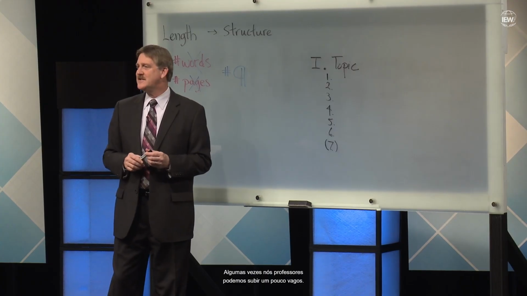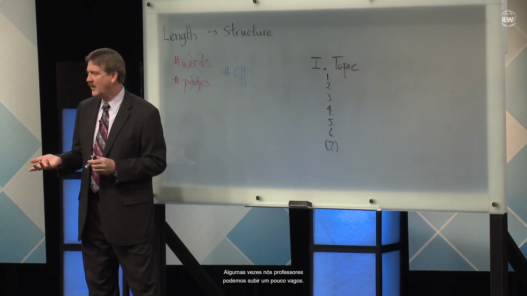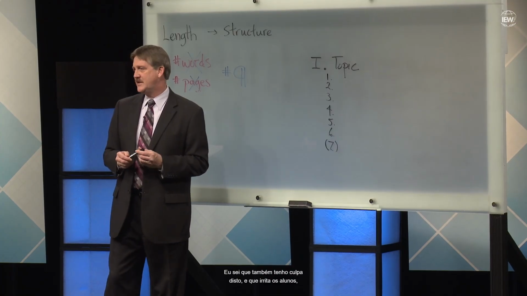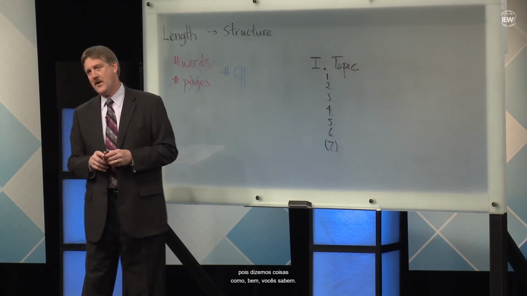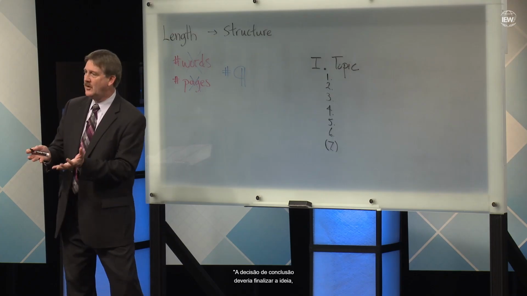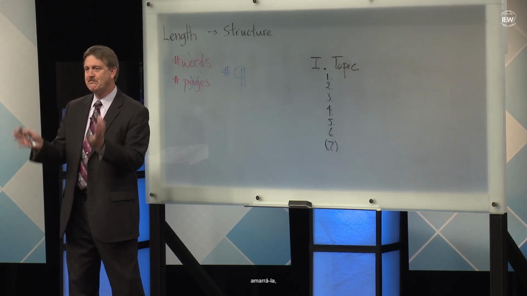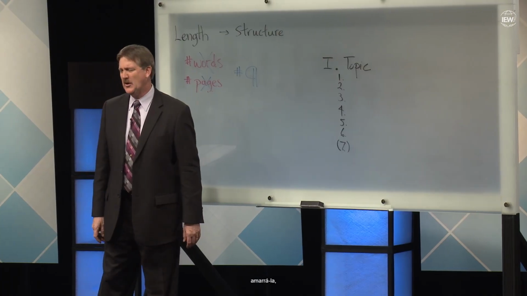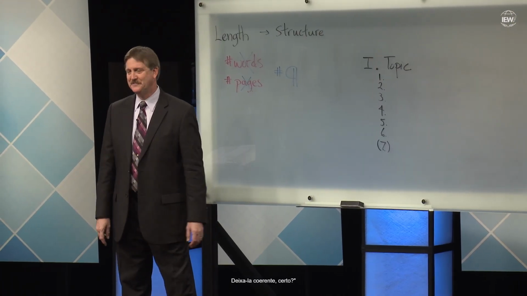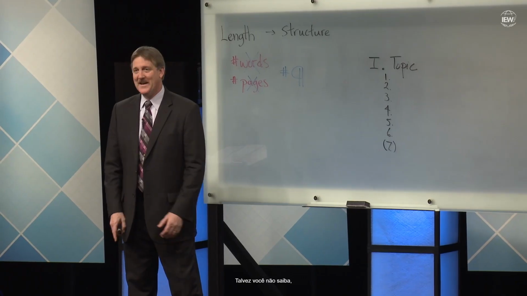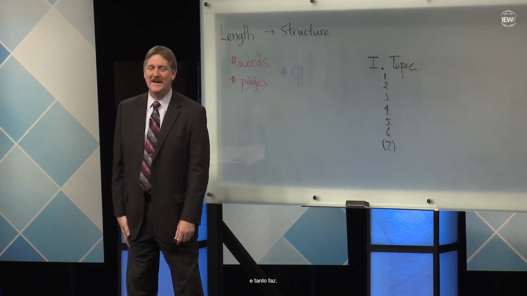And sometimes as teachers, we can be a little vague. I'm guilty of this, and it irritates students because you'll say things like, well, you know, the concluding sentence should sort of wrap it up. You know, tie it together. You know, make it cohesive. You know. And maybe you don't know, whatever.